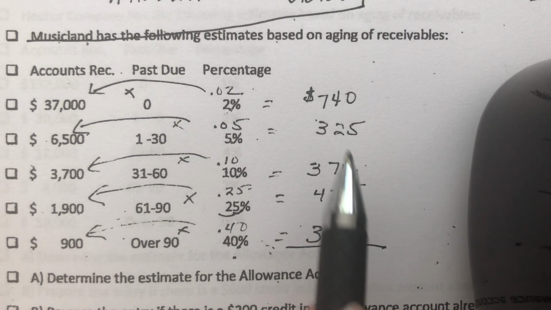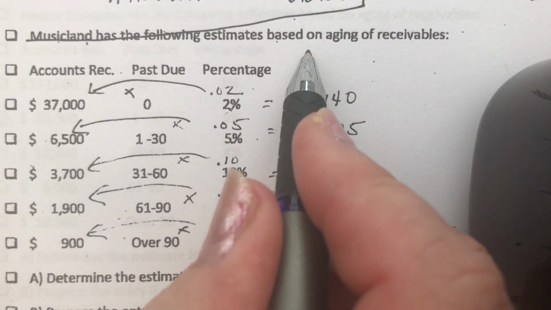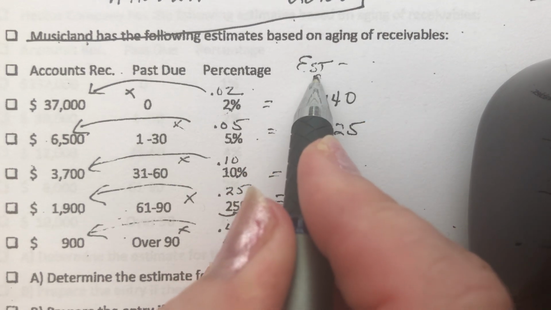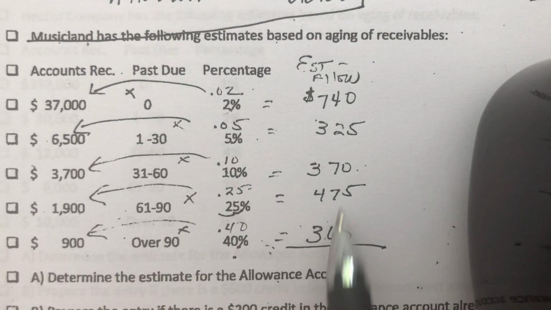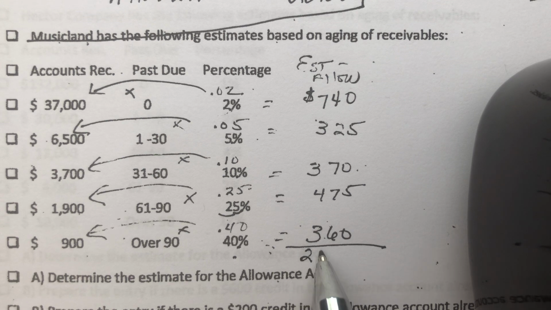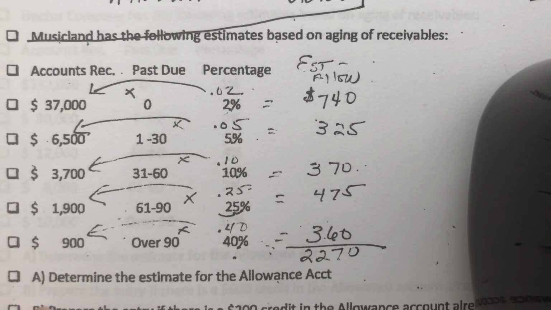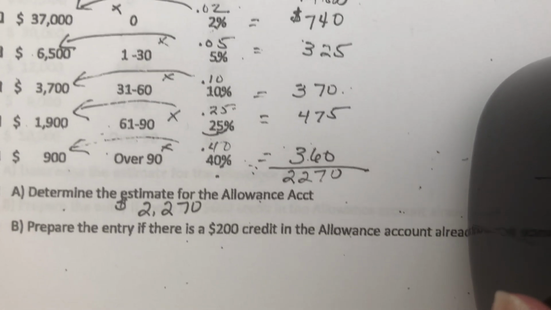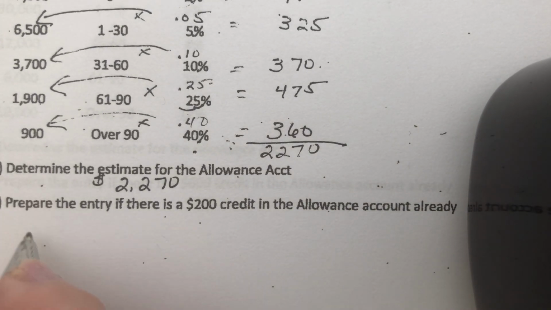Add all of your dollar amounts. Okay, this is the amount of the estimate or the allowance. So if you add all of that, it's going to come up to be $2,270, it looks like. So in A, it says determine the estimate for the allowance account. Okay, the amount's $2,270. But we want to prepare the journal entry.